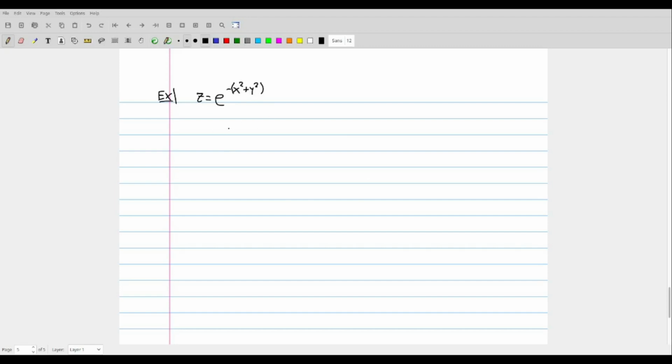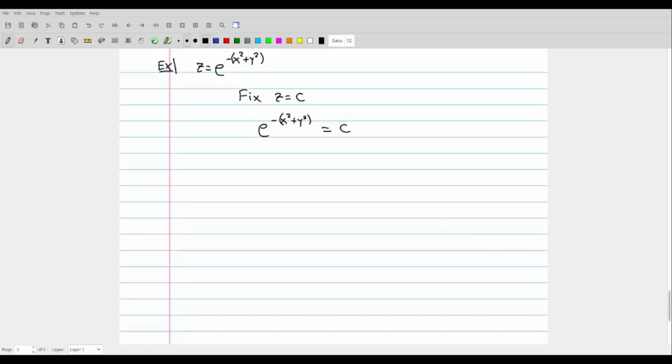So the level curves of this function are given by fixing z equal to c. And when we do this, we get the equation e to the negative x squared plus y squared is equal to c, which we can rewrite by taking the natural log of both sides. If I take the natural log of the left-hand side, I get negative x squared plus y squared is equal to the natural log of c.